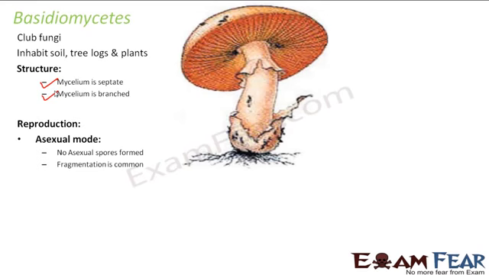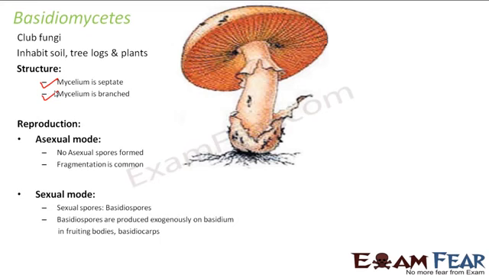Fragmentation means, I talked about different methods of asexual reproduction in fungi, right? One of them was mycelial fragmentation. You remember? The mycelium breaks into pieces, and each of those fragments is capable of giving rise to a new mycelium. So here also, the spore formation method is not seen. No asexual spores are formed, but fragmentation is commonly seen as a mode of asexual reproduction.